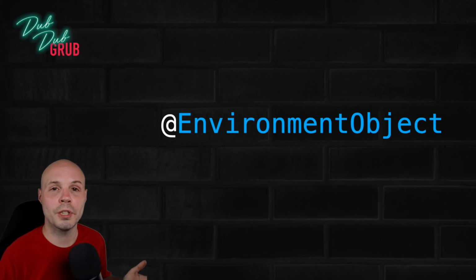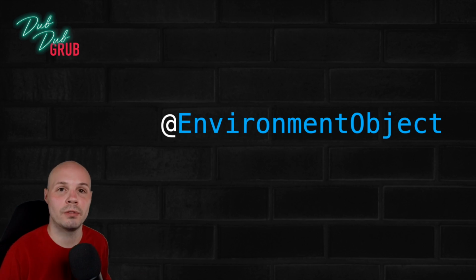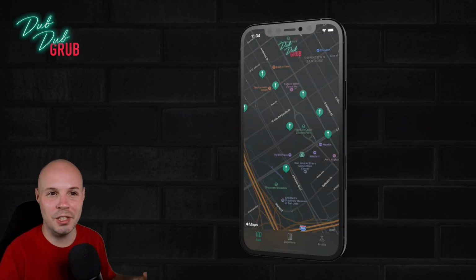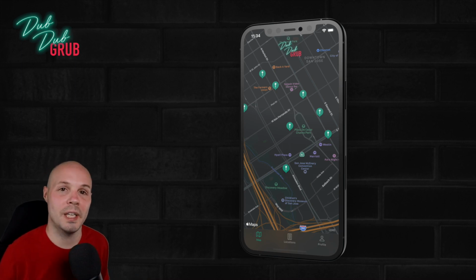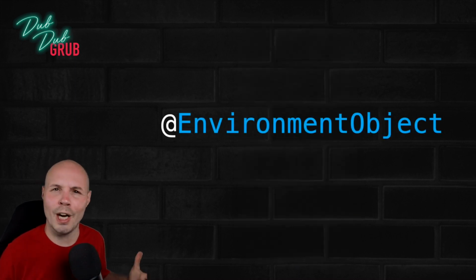In this video, we're going to create an environment object that maintains our list of locations that we retrieved from CloudKit. And then towards the end, I'm going to show you how to use the basic MapKit annotations, before we build our custom ones later. Let me give a quick review on what an environment object is.